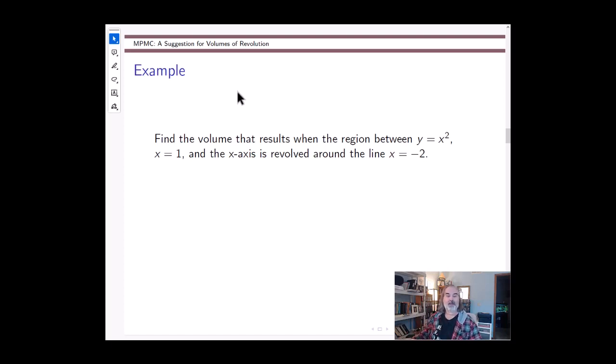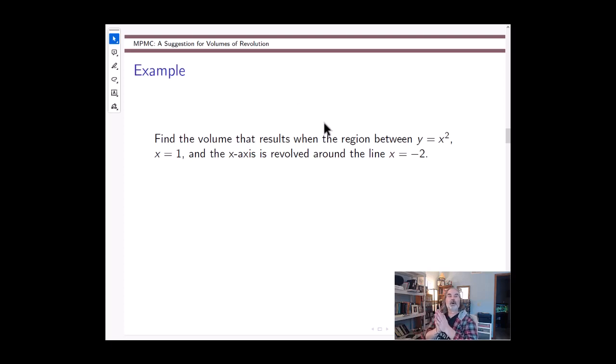to generate the overall volume through an integration. But the revolution is not happening around the y-axis itself. It's happening around the line x equals -2, so that's 2 units away from the y-axis.